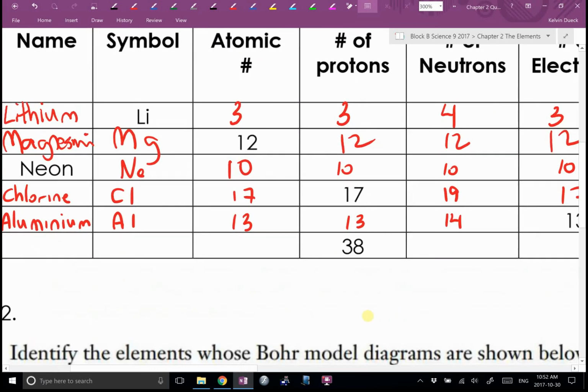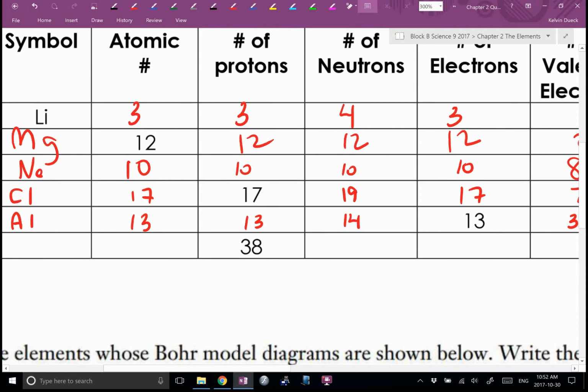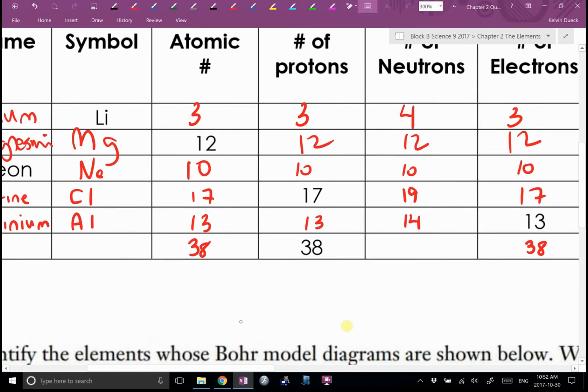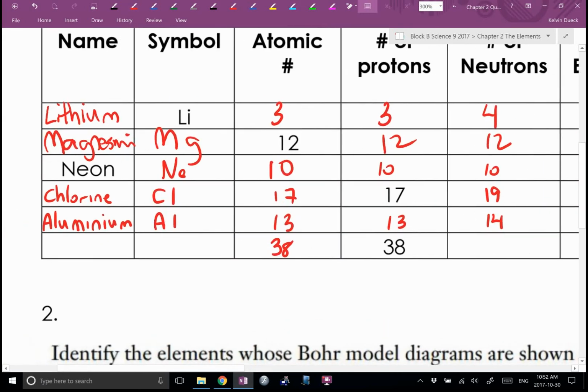38, number of protons. Okay. That means atomic number 38. That means 38 electrons. Element number 38, good question. Strontium. SR, not ST.